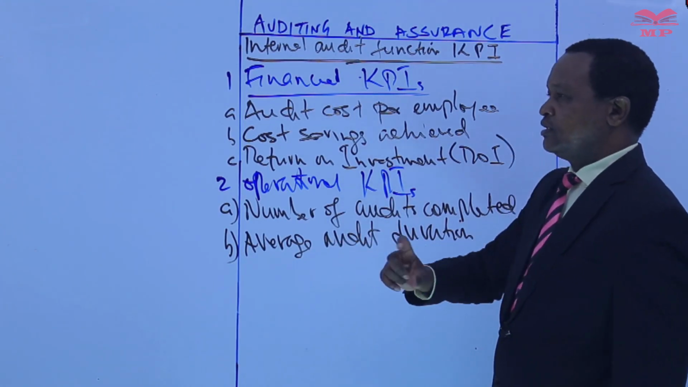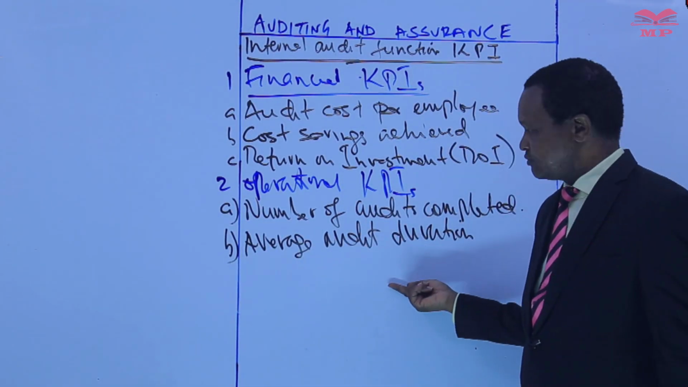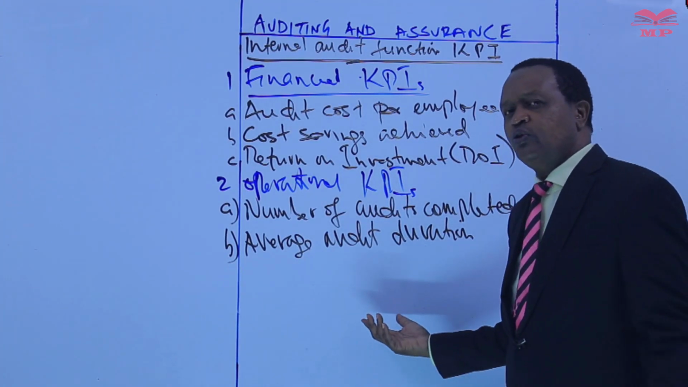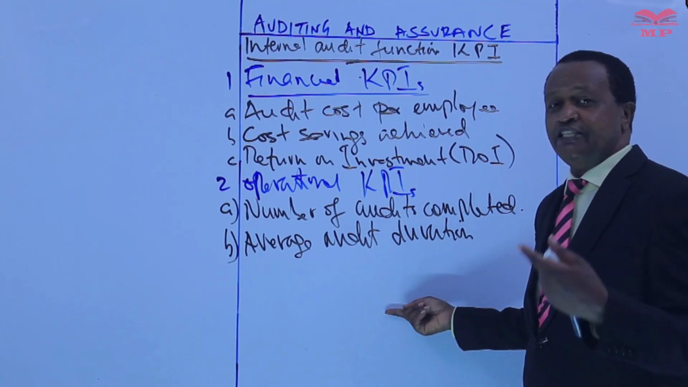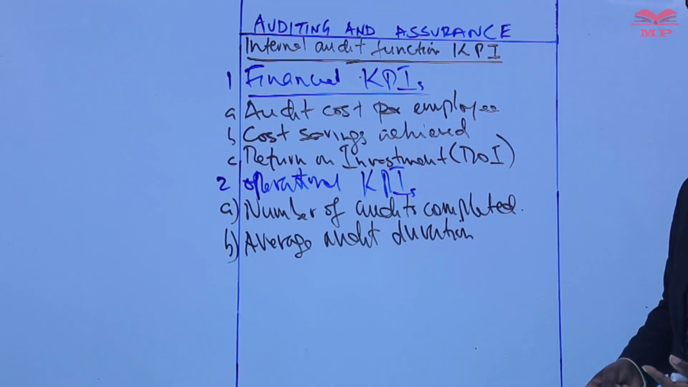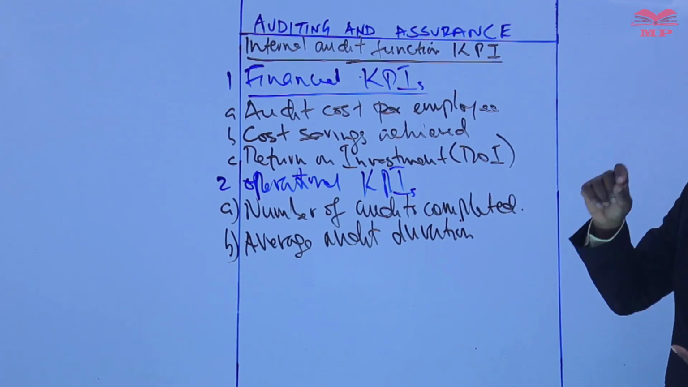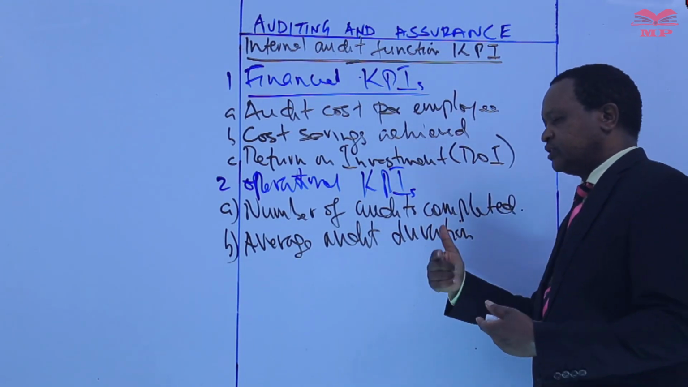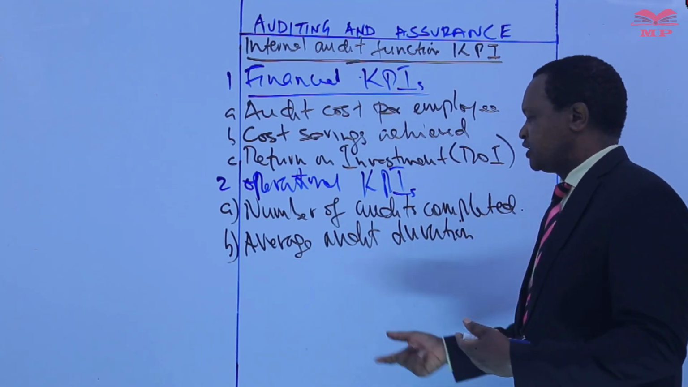That means that the resources were used throughout the year to carry out one audit. Average duration period, if it is 12 months for one audit, then you can see that such a department may not be efficient. You understand? So the average audit duration is a key performance indicator that measures the efficiency of the audit process. How efficient is the department in carrying out these audits?